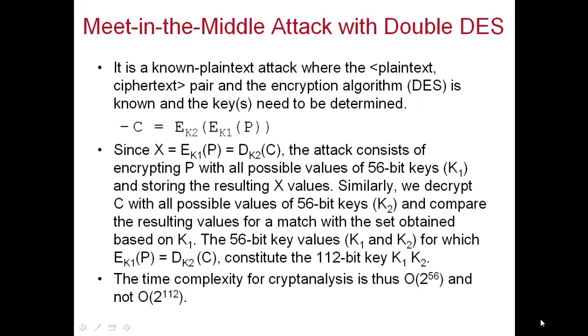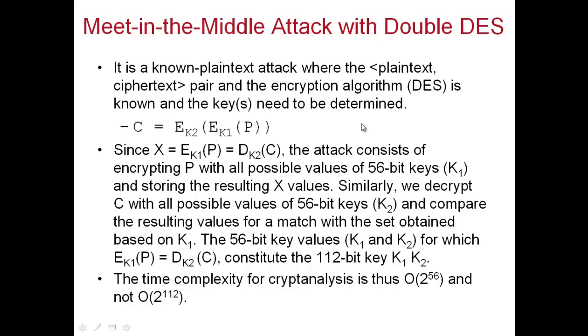Now the last thing about DES is that double DES is vulnerable to a kind of attack called the meet in the middle attack. This is how double DES is used: you have the plain text encrypted with K1, and whatever comes out of it is encrypted with K2 to get the ciphertext. The kind of attack possible here is called the known plain text attack.